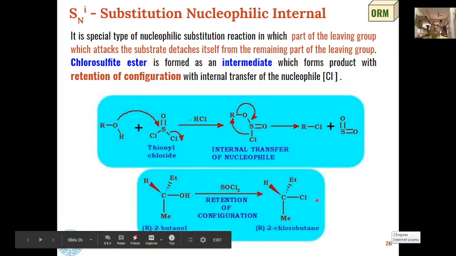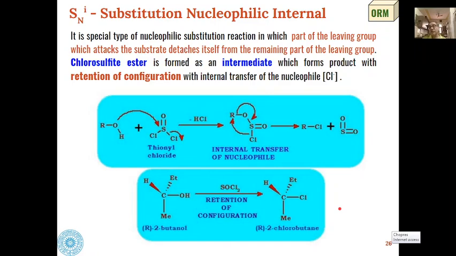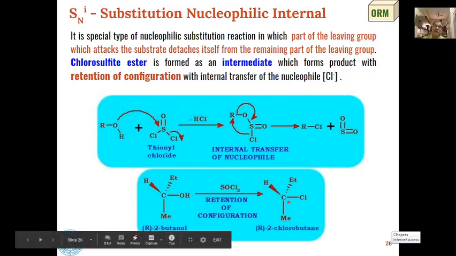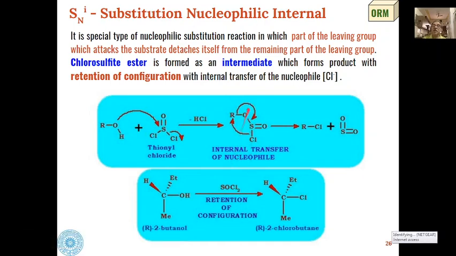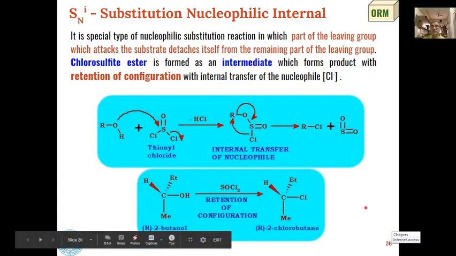So this is different from SN1, because in case of SN1 we have seen there is some inversion of configuration, but here we will have complete retention of configuration when the reaction takes place in thionyl chloride, because here the transfer of the nucleophile is an internal method: SNi, nucleophilic substitution internal, internal transfer of the nucleophile.